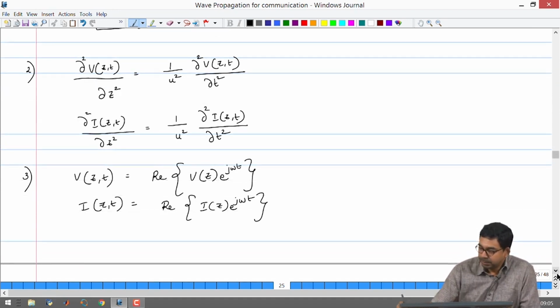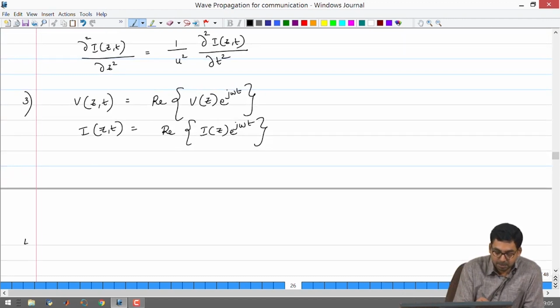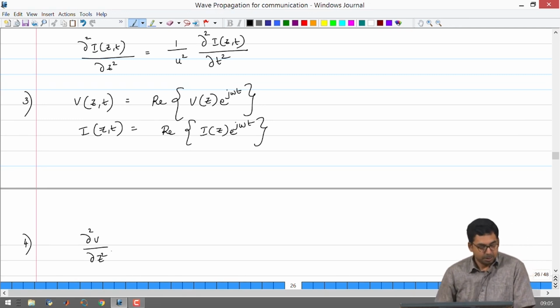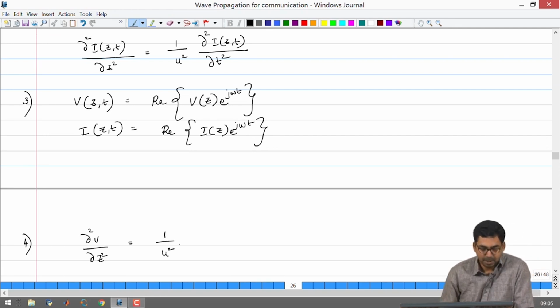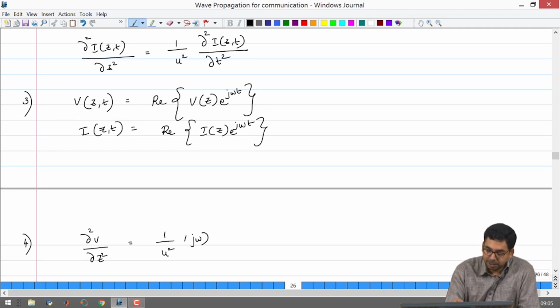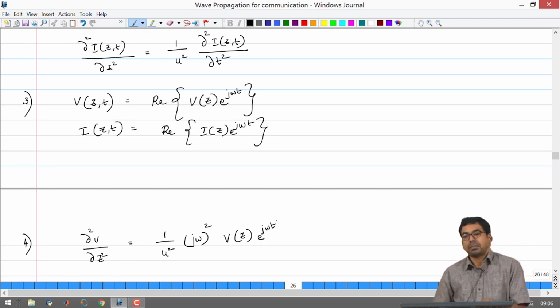Once we do this, we can substitute this in our wave equation. So, we can write down the second partial derivative of V with respect to z, and on the right hand side I will have 1 by u square, and I will have j omega squared for the second derivative with respect to time, and then V.